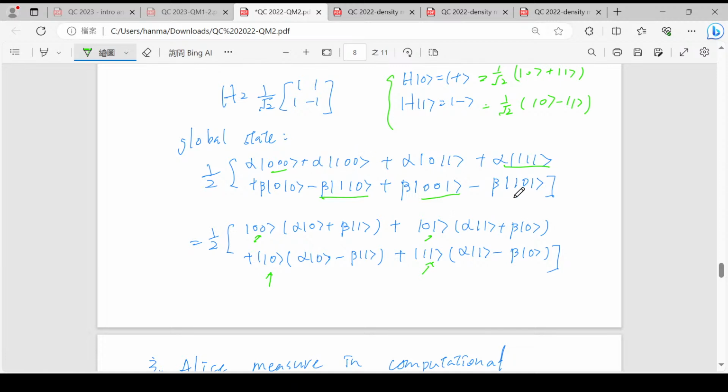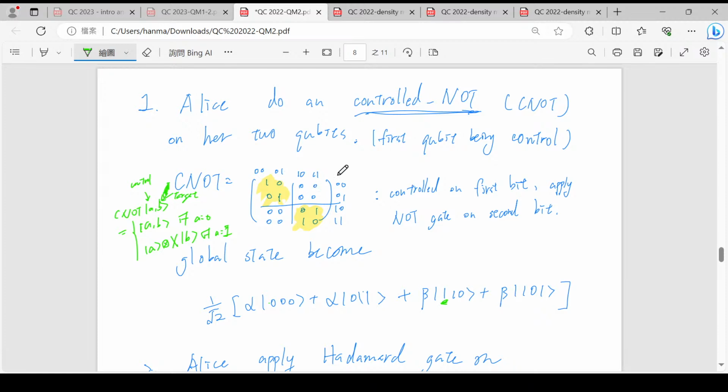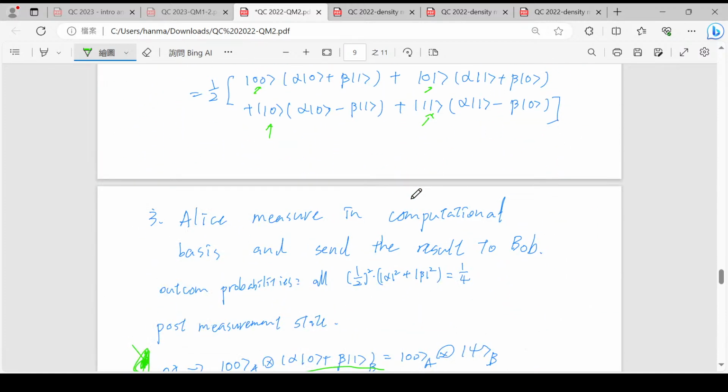And the 1, 0 term, so 1, 0 here, 1, 0 here. That's alpha 0 plus minus beta 1. And finally, for the 1, 1 term, so 1, 1 here, 1, 1 here. That's alpha 1 plus minus beta 0. Okay. So those 4 different terms. Okay, and so that's what happens after you apply the CNOT and Hadamard. And finally, we say we measure in the computational basis.